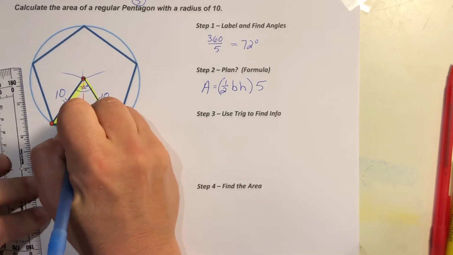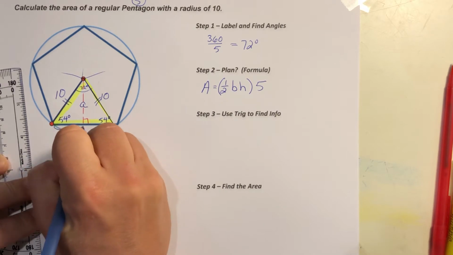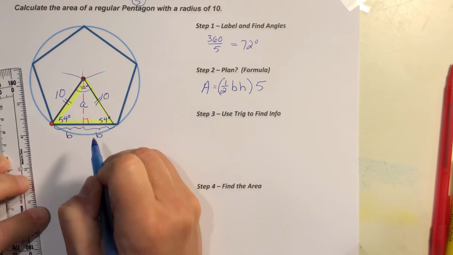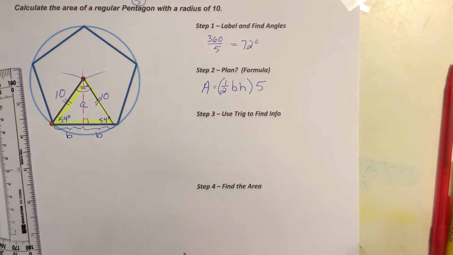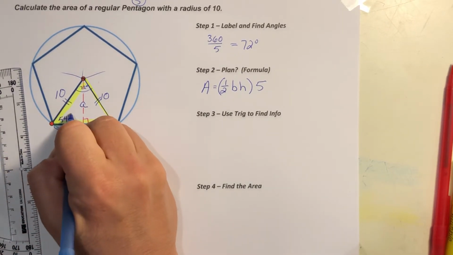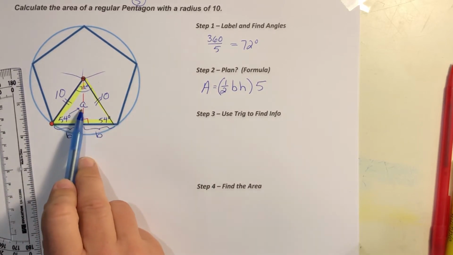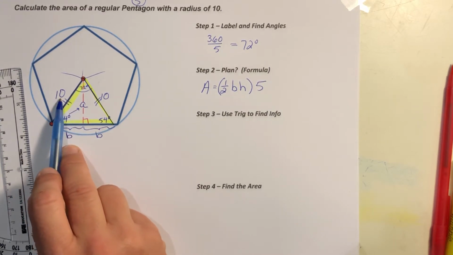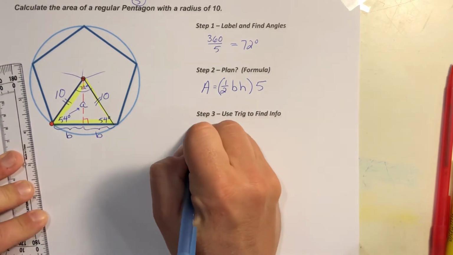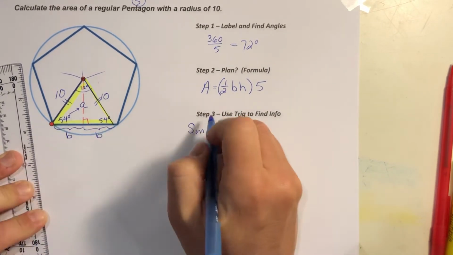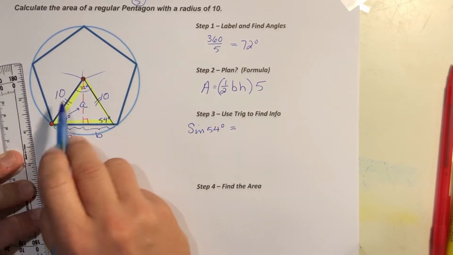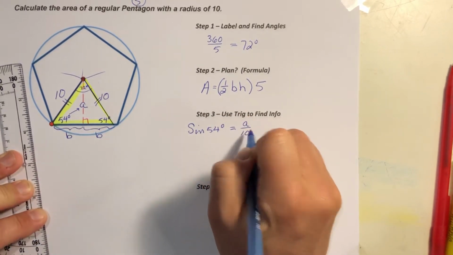So I'm going to call this A, and I'm going to call this B, okay? Now, be careful. The base is going to be 2 of those. So here we go. Ready? If I'm looking from 54 degrees, the height, or A, is opposite. I know the hypotenuse. SOHCAHTOA, right? Opposite over hypotenuse, that's sine. So what I'm going to write here is the sine of 54 degrees equals opposite over hypotenuse. So that's going to be A over 10.